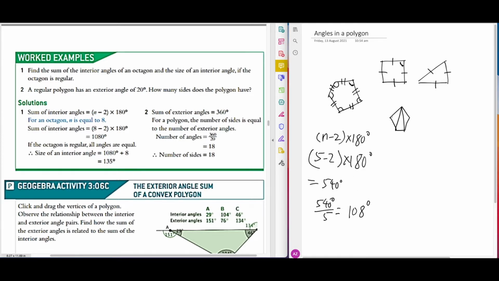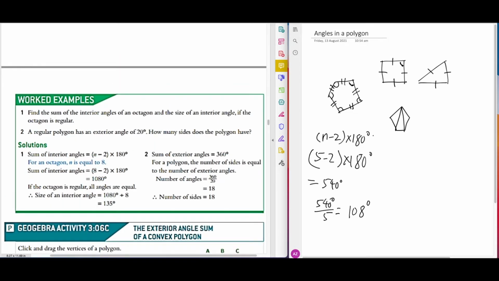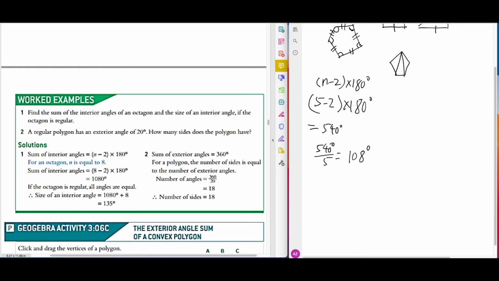Now for a random pentagon, we don't actually know, because each angle can be different, right? So we just know that the total angle sum of a pentagon is 540 degrees, but in the case of a regular pentagon, they're each 108 degrees. Okay, so let's just take a look at an example. Find the sum of the interior angles of an octagon and the size of an interior angle if the octagon is regular, okay? So we can just use this formula to work out the total sum.